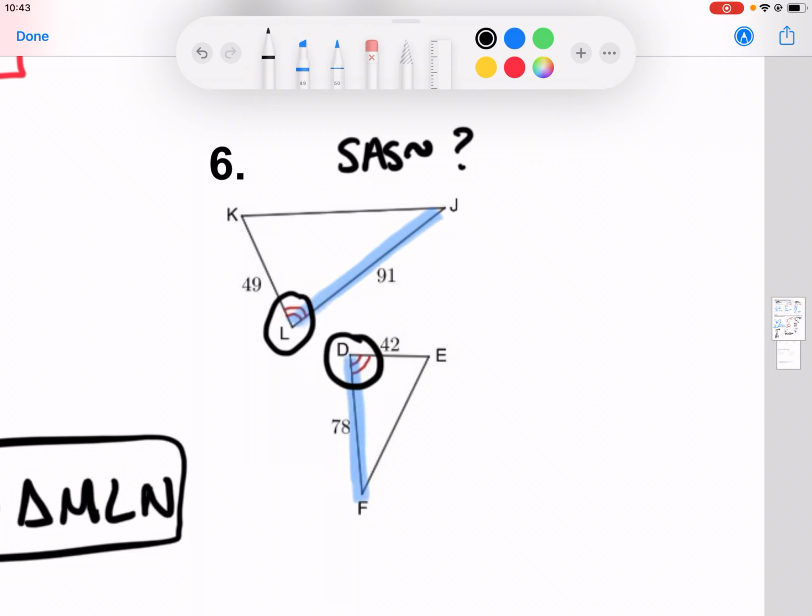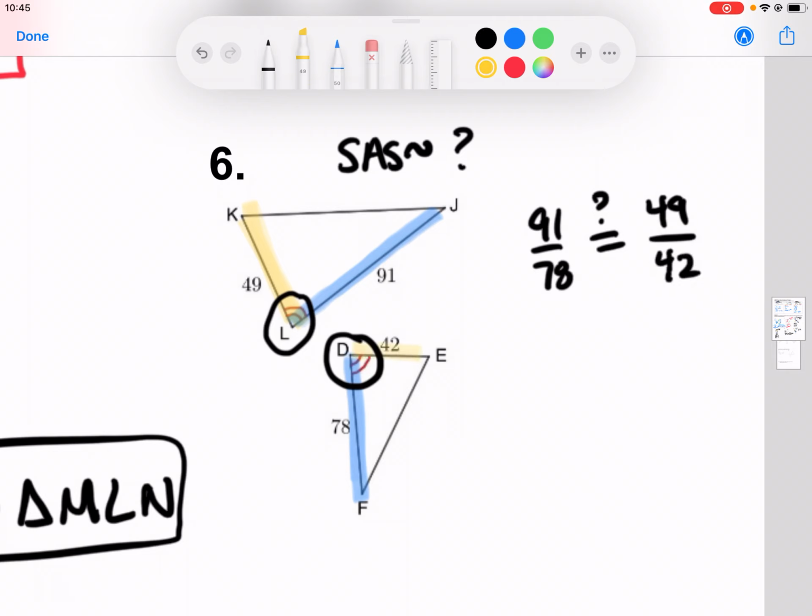So the very longest side over here that's given to us is the 91, so I'm going to divide that by the 78. And we need to see, does that actually equal the 49 over 42? So these two sides. So we need to simplify. We need to find common factors. You can use your calculator as well.